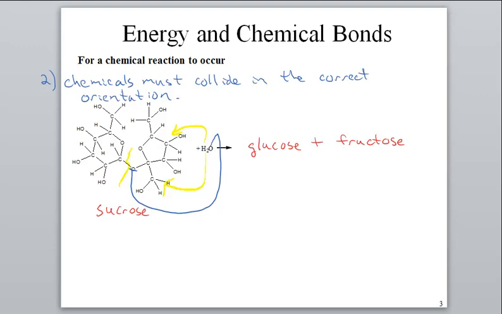Next quarter, when we learn about reaction rates, anything that can make a reaction happen easier, faster, requiring less energy, will affect how quickly reactions happen.